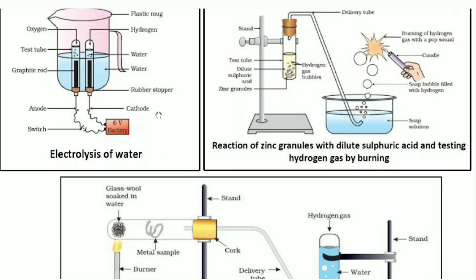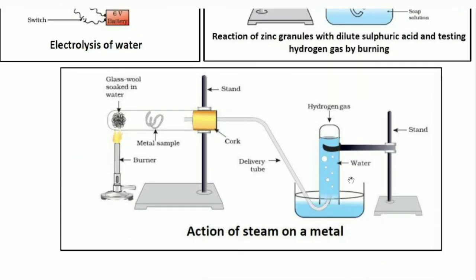So if you remember all the diagrams, they are easy to draw, and they will also ask for the labeling. If you learn easily, you can label. See here, I have given electrolysis of water. The next one is reaction of zinc granules with dilute sulfuric acid and testing hydrogen gas by burning. So learn the diagram along with the labeling.